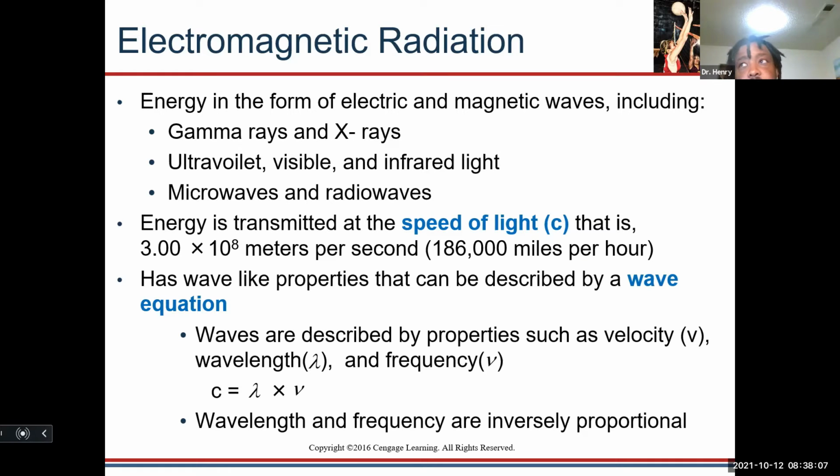That energy is going to be in the form of electric and magnetic waves. Energy has a dual property. It moves like a particle, but it also has a wave function. It moves like a wave, like a tidal wave. A couple of things to keep in mind about energy: it is always transmitted at the speed of light, no matter the type of energy.